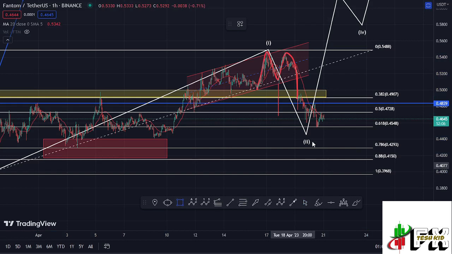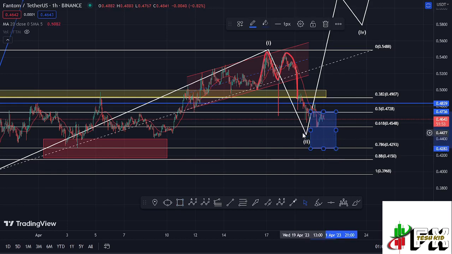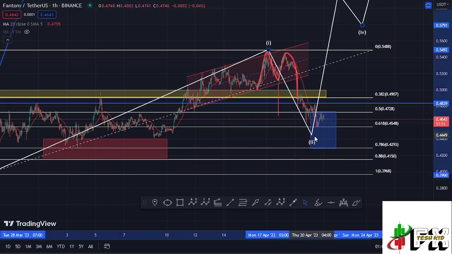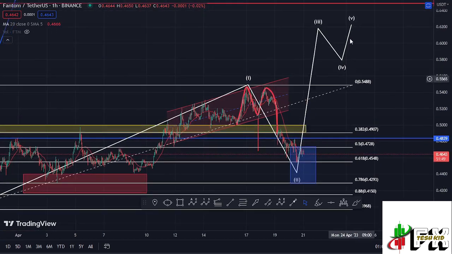And I can mark that target area here on the charts like that, which lies between the $0.4728 mark and the $0.4293 mark. And it is within this blue target area that we can expect to see a reversal to the upside in the formation of this wave 3.